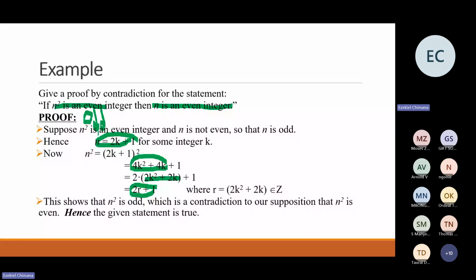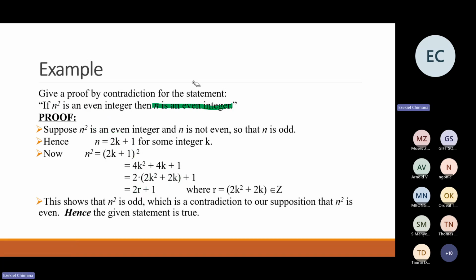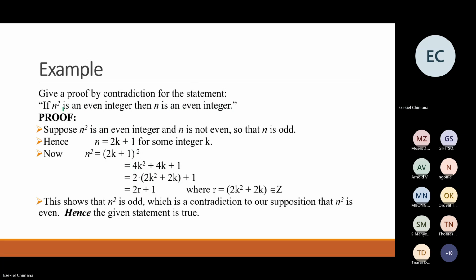Maybe I can just repeat this example so that you can see what I'm saying. Give a proof by contradiction for the statement: if n squared is an even integer, then n is an even integer.